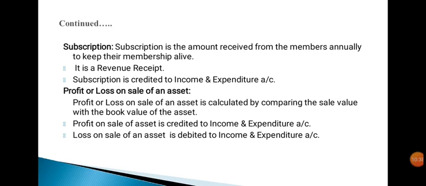The next item is profit or loss on sale of an asset. Profit or loss on sale of an asset is calculated by comparing the sale value of the asset with the book value of the asset. Profit on sale of asset is credited to income and expenditure account, whereas loss on sale of an asset is debited to income and expenditure account.